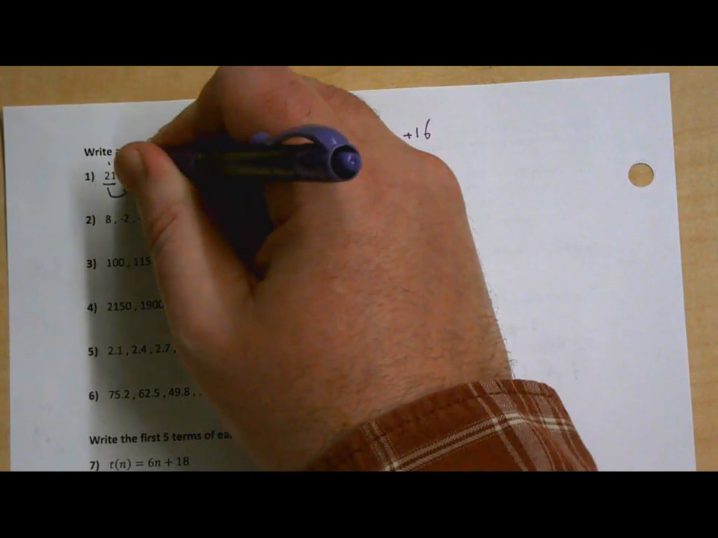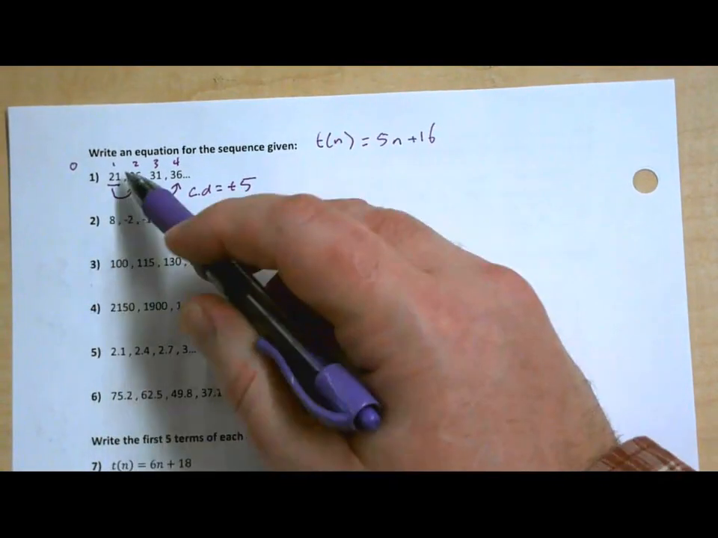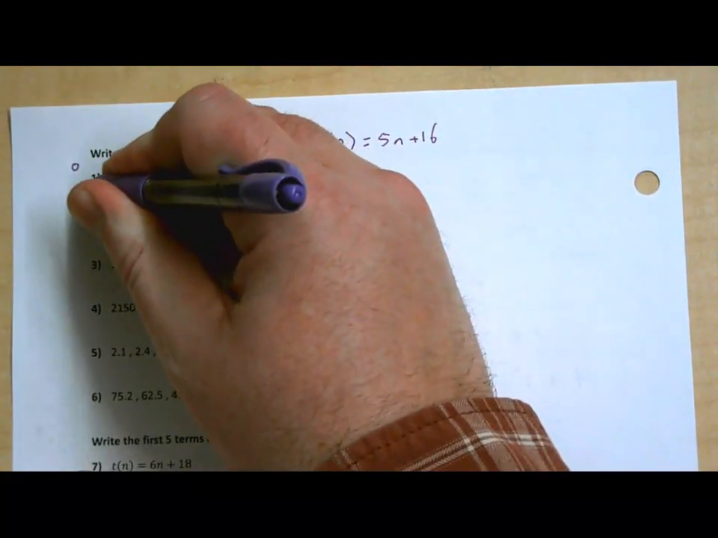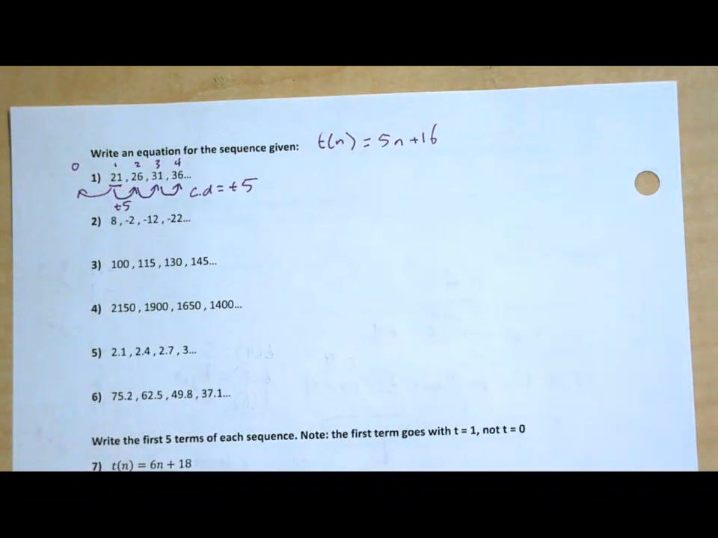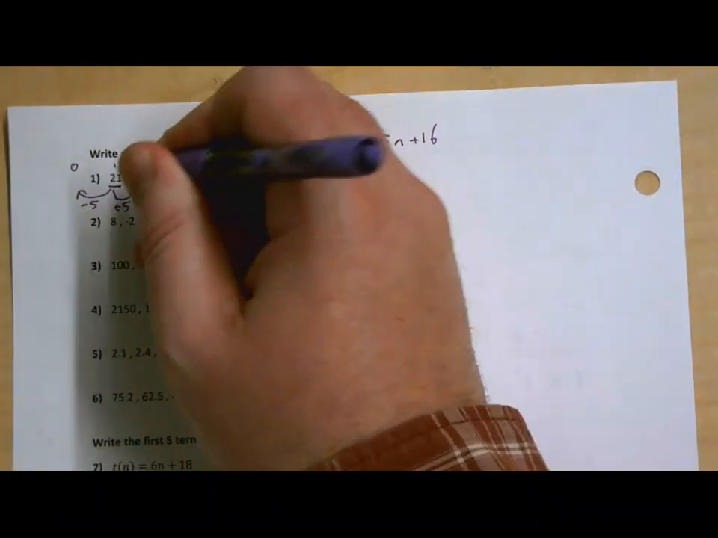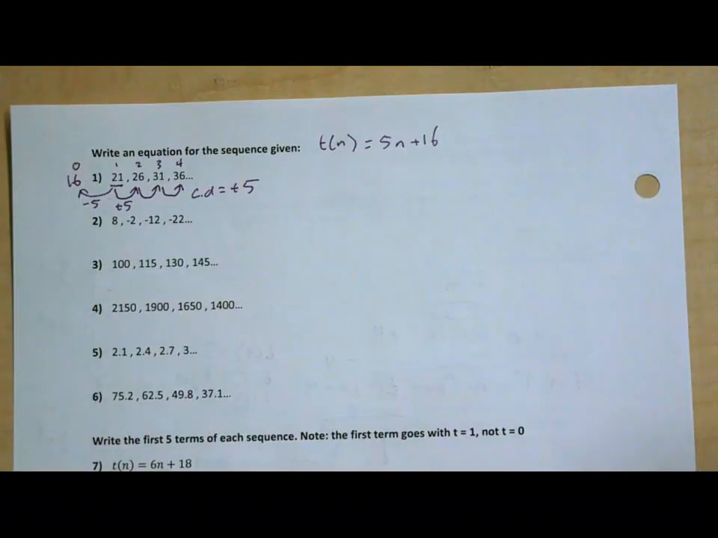This is the first term, second term, third term, fourth term. The 0th term would actually come before the 21. So we're going to have to work backwards. If we do plus 5 to go forwards, what are we going to do to go backwards? We'll do minus 5. So start at 21 and go backwards, do minus 5. That would get us to 16.